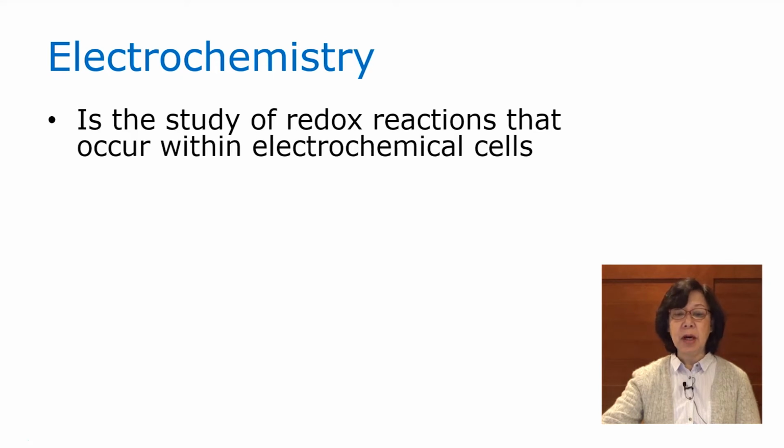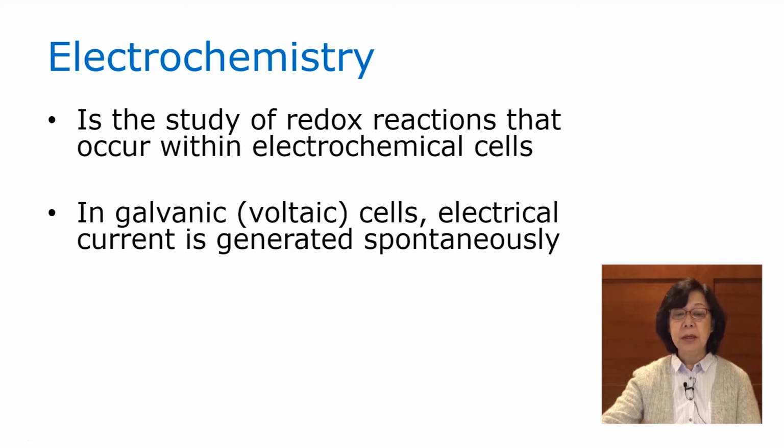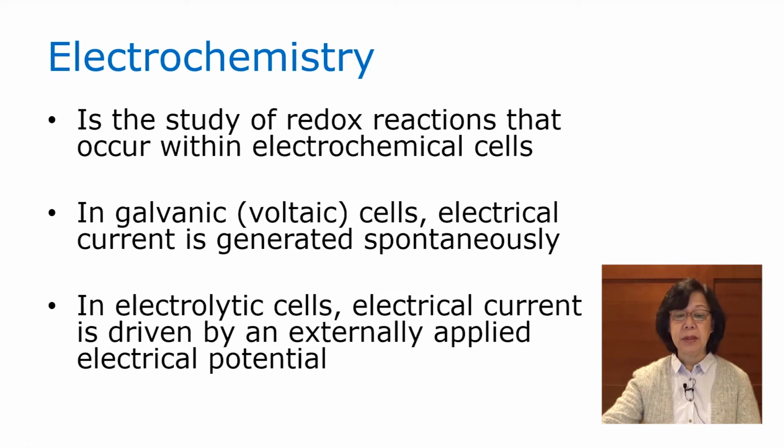Electrochemistry is the study of redox reactions that occur within electrochemical cells. In a galvanic cell, electrical current is generated spontaneously. However, in electrolytic cells, electrical current is driven by an externally applied electrical potential. And here in this video, we're going to look at galvanic cells.